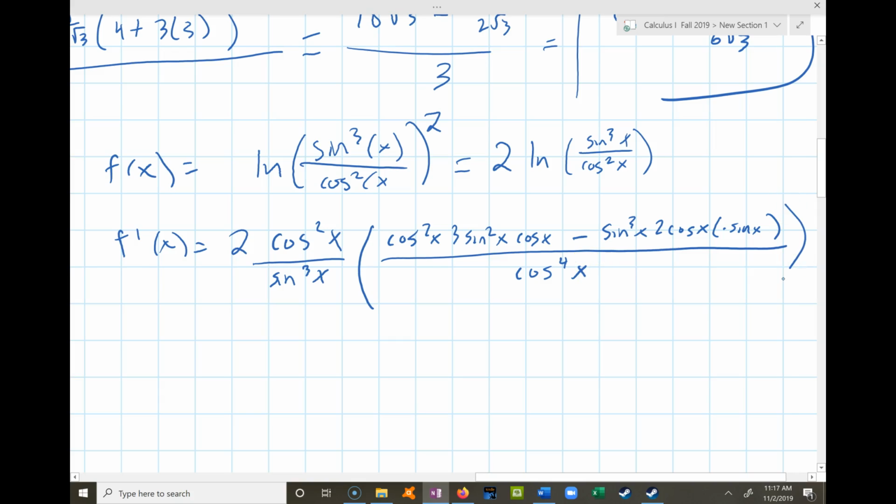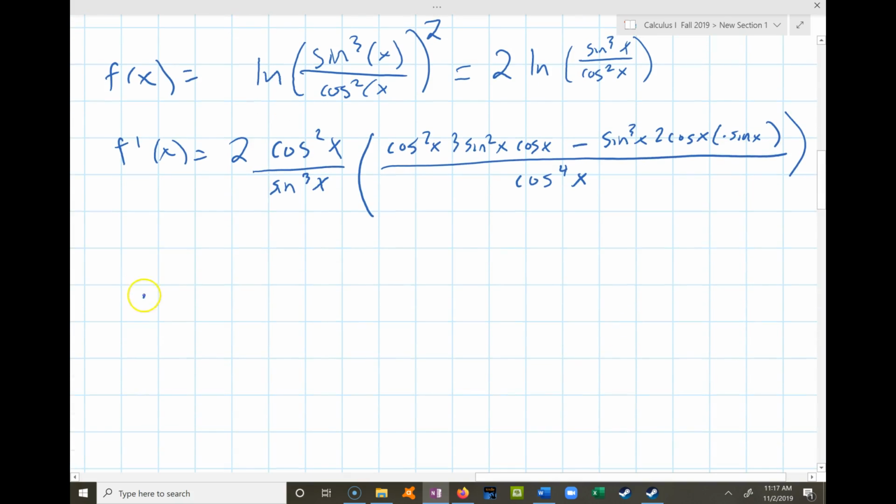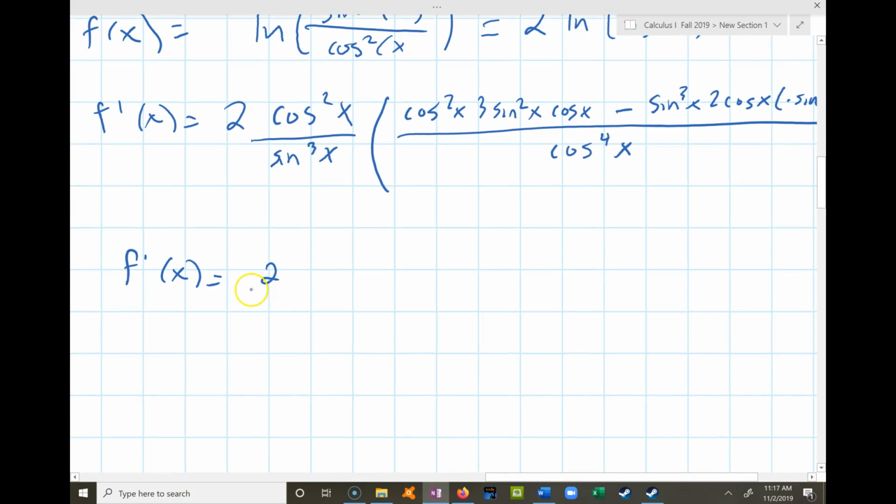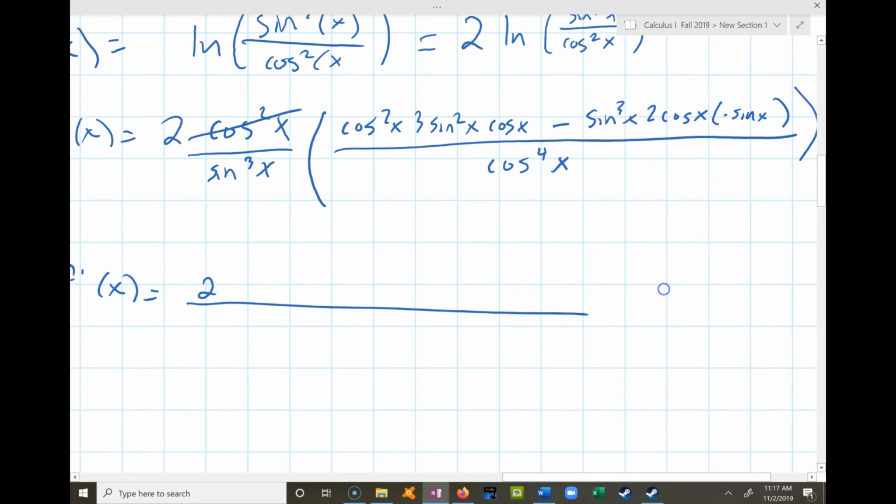And of course, like what normally happens when I have a natural log with a fraction inside, some things cancel out. So I'm going to rewrite this as f prime of x is equal to, that 2 is still going to be sitting out here on top. And those cosine squares can cancel out completely. So on the bottom, I'm going to have sine cubed x times cosine squared. I'll just write that so I don't forget it.